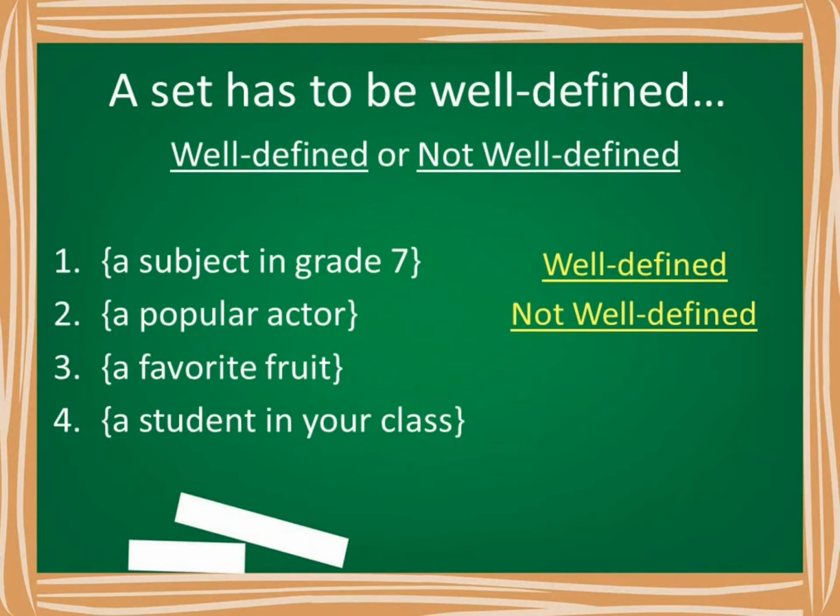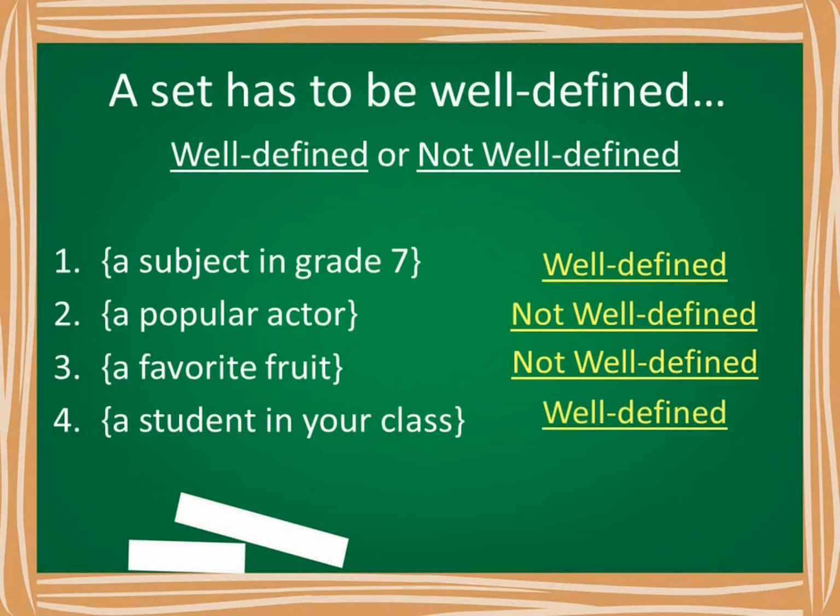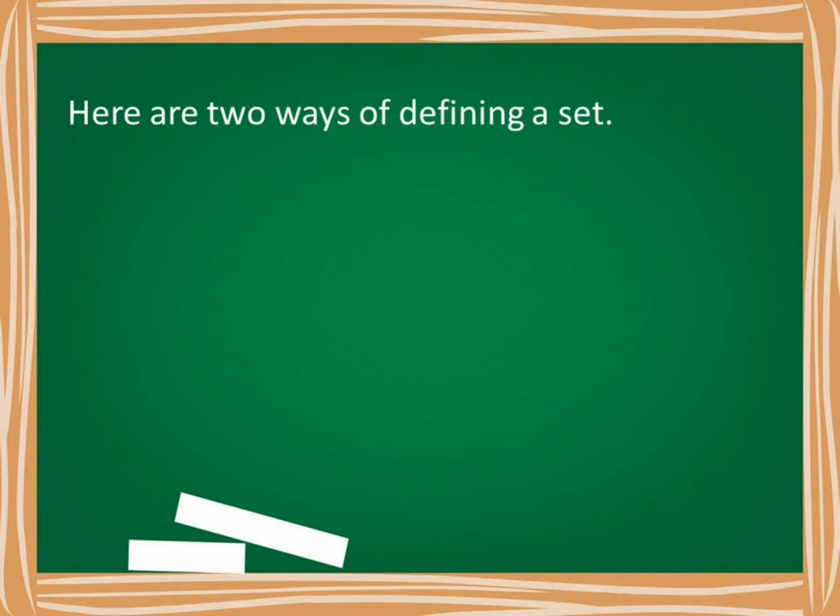Number 3, a favorite fruit. So, just like number 2, it is also opinionated or maaaring iba-iba tayo ng paborito. So, therefore, it is also not well-defined. Next, number 4, a student in your class. There are specific elements or students in your class. Masasabi mo kung sino-sino at kung ilan yung mga students na kapabilang sa inyong klase. Therefore, it is well-defined.